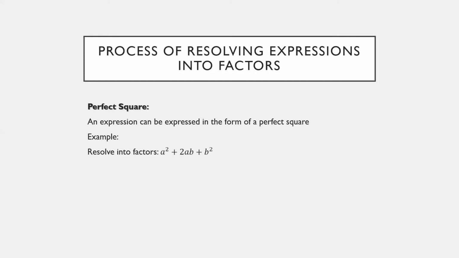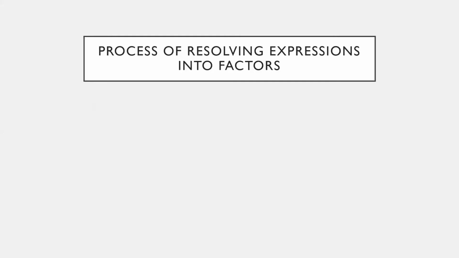For example, resolve into factors a square plus 2ab plus b square. Here we know a square plus 2ab plus b square is the formula of a plus b whole square. So we can write it a plus b whole square. Here we got almost our answer. We know a square is equal to a into a. So similarly, we can write a plus b whole square equals a plus b into a plus b. So this is the procedure of the perfect square method. Now our next method is difference of two squares.